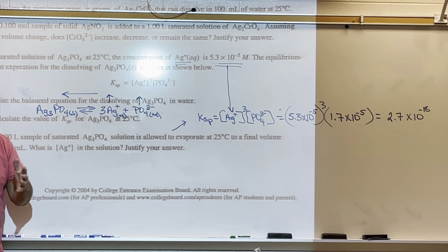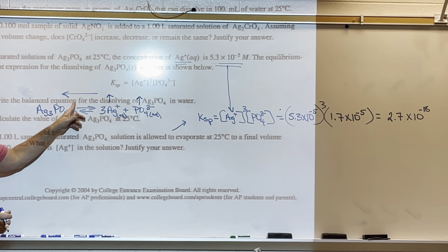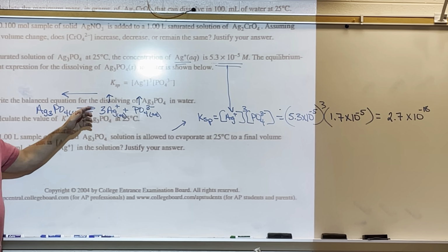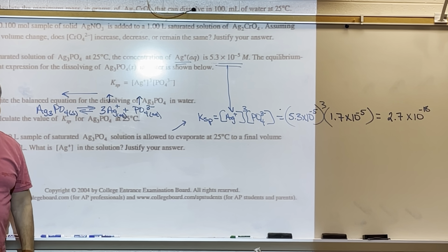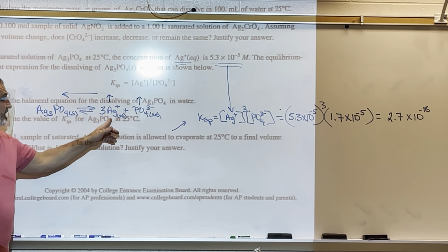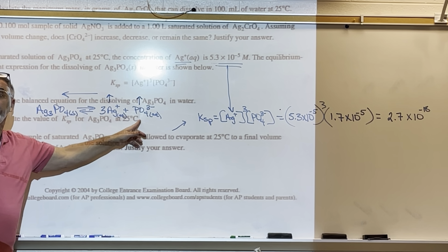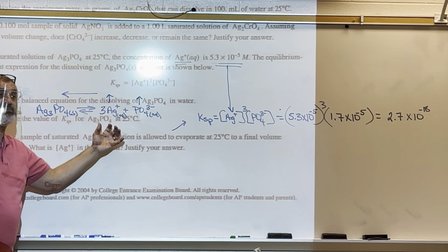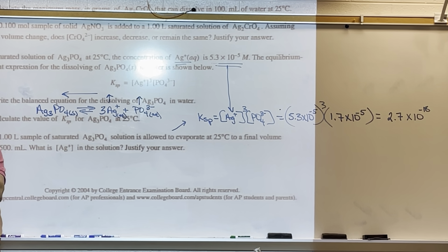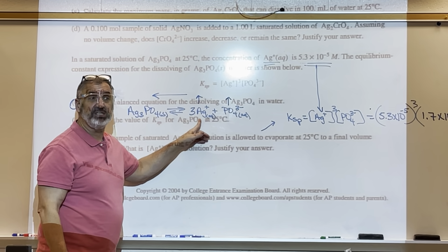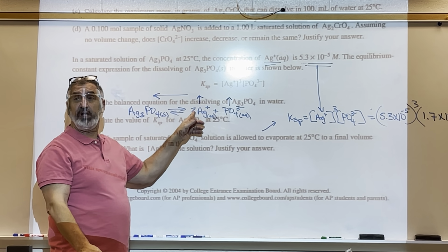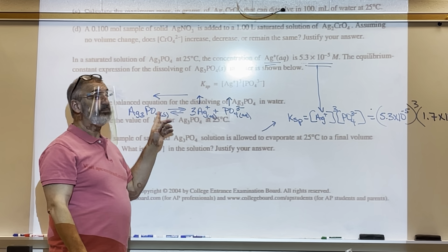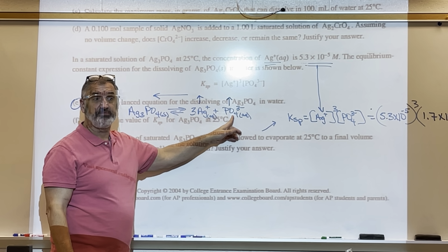Right? So it's going to force it this way. Well, when is it going to stop moving this way? When it gets back to Ksp, in other words, when it gets back to the original concentration. Because a saturated solution is going to have the same concentration, whether you have a cup of it, a gallon of it, or an ocean of it. If it's saturated, it has the same ratio of moles per liter. We're decreasing the number of liters it's in, so we're going to decrease the number of moles dissolved proportionally. But the concentration stays the same.